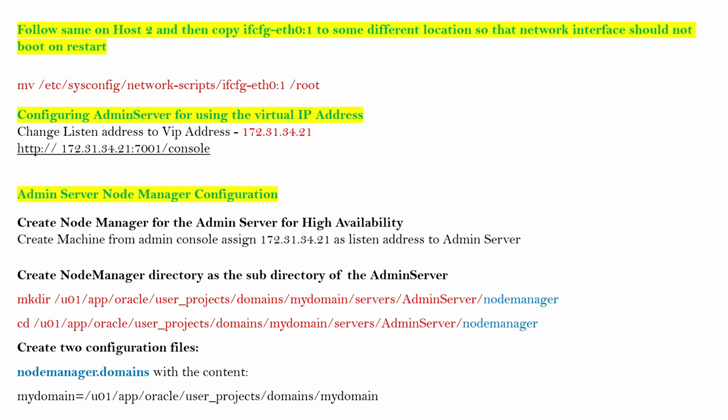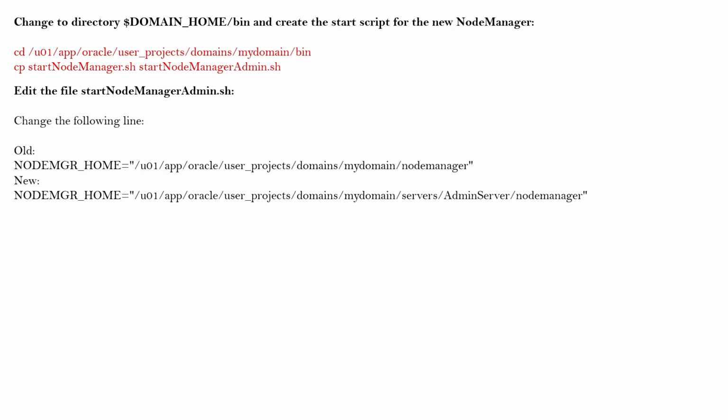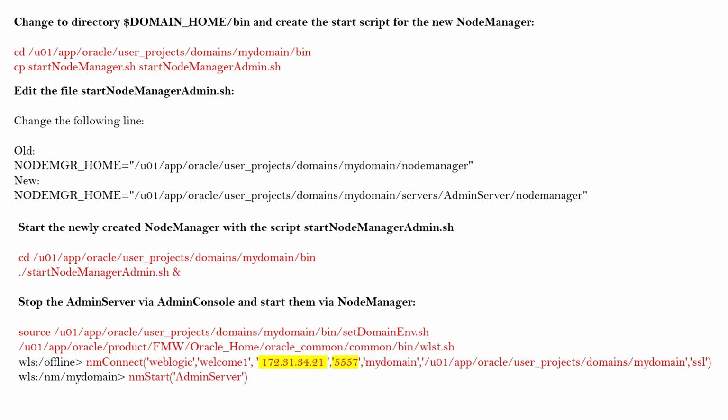Because this is the location where we have configured our admin server node manager files. So in this script, you only need to refer or change the node manager home. That's it. Okay, so now your script is ready, and now you can initiate the script startNodeManagerAdmin.sh, and it will start a separate node manager which we are going to use for the admin server, right?